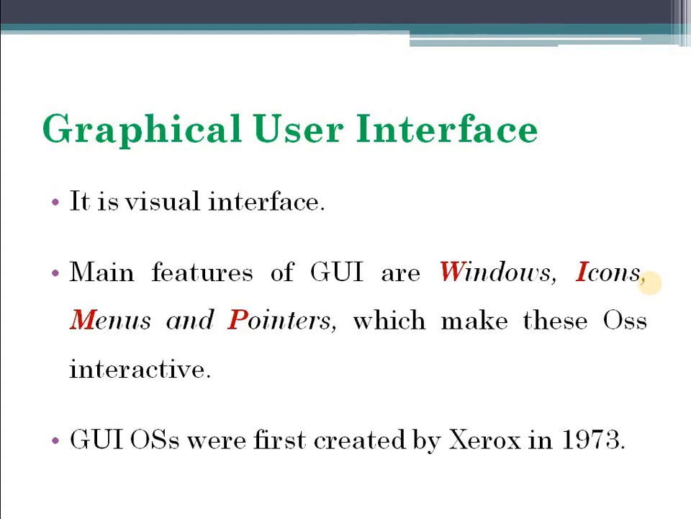First, the graphical user interface. It is a visual interface. The main features of GUI are windows, icons, menus and pointers. See the red colored W, red colored I, red colored M, red colored P. In short, it is WIMP, which makes these operating systems interactive. GUI operating systems were first created by Xerox in 1973. From 1973 we have the graphical user interface.